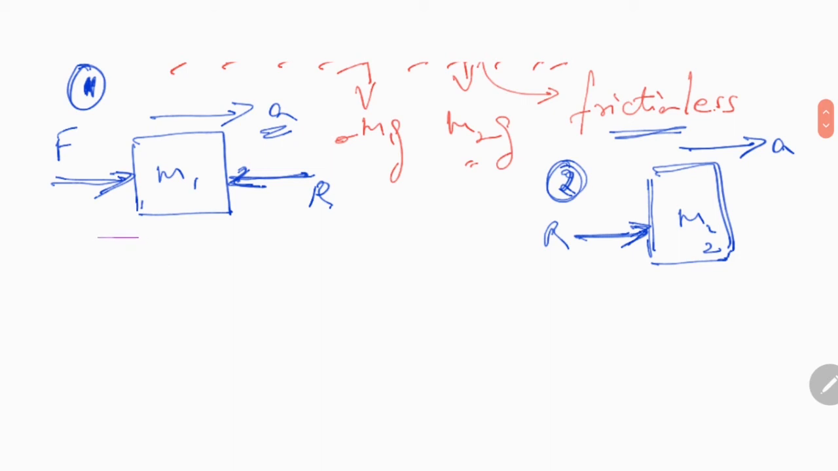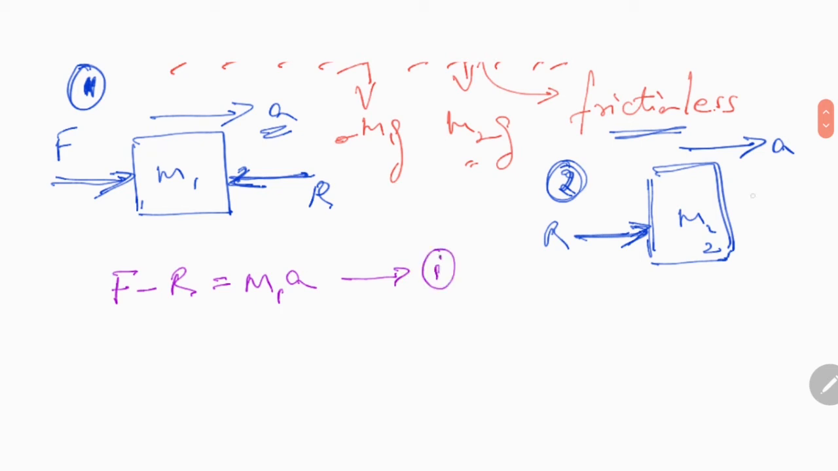So obviously it's very clear here that force minus the reactive force will be equal to m1a, right? Because this body is moving forward with an acceleration of a, so we are applying a force forward, reactive force is trying to resist it. Net effect is the body is moving forward with an acceleration of a. So this is our first equation.